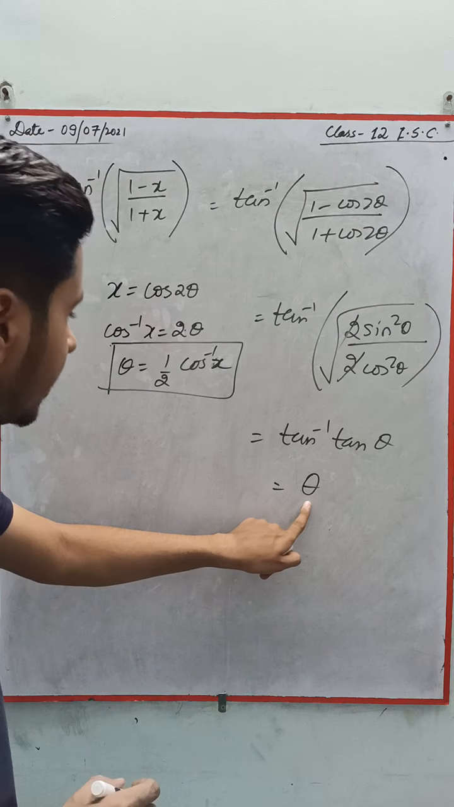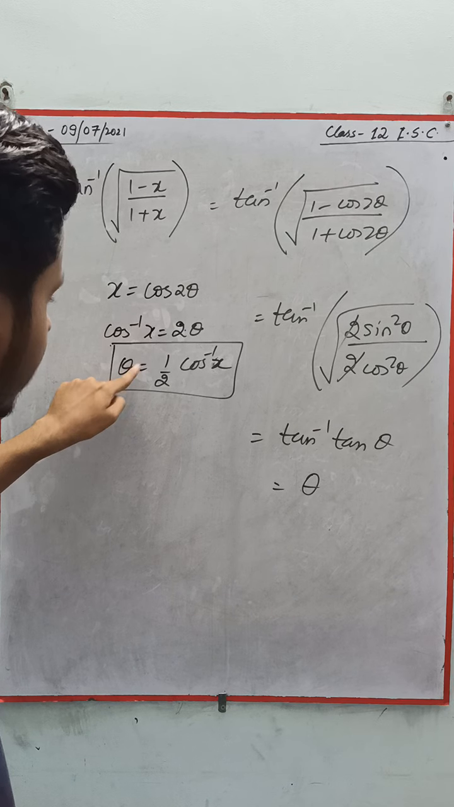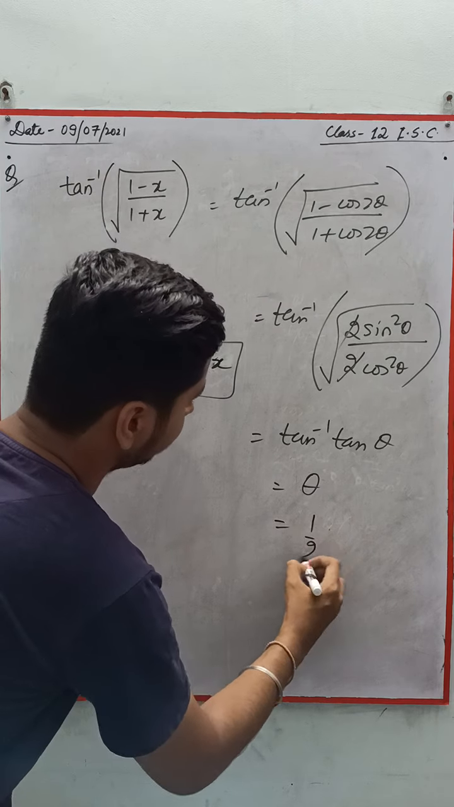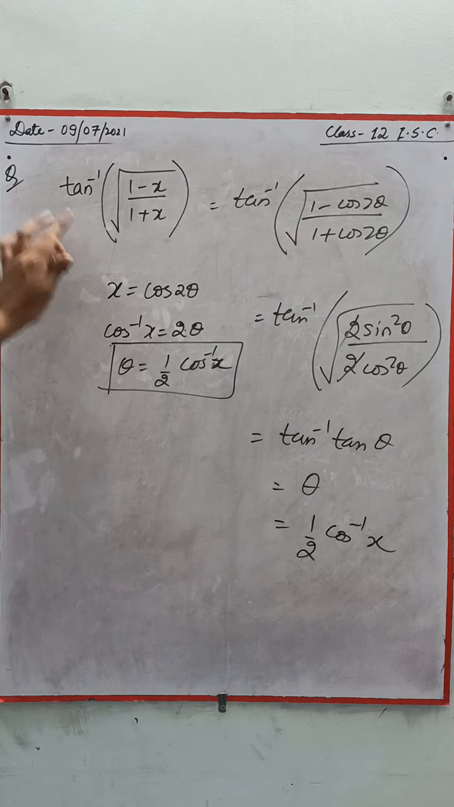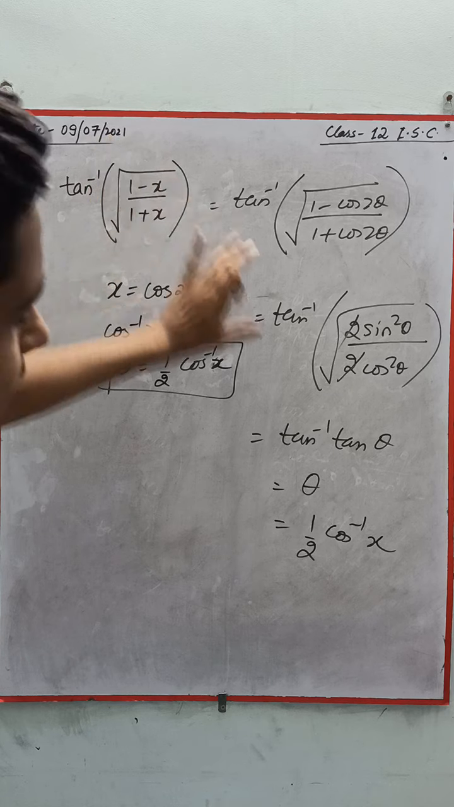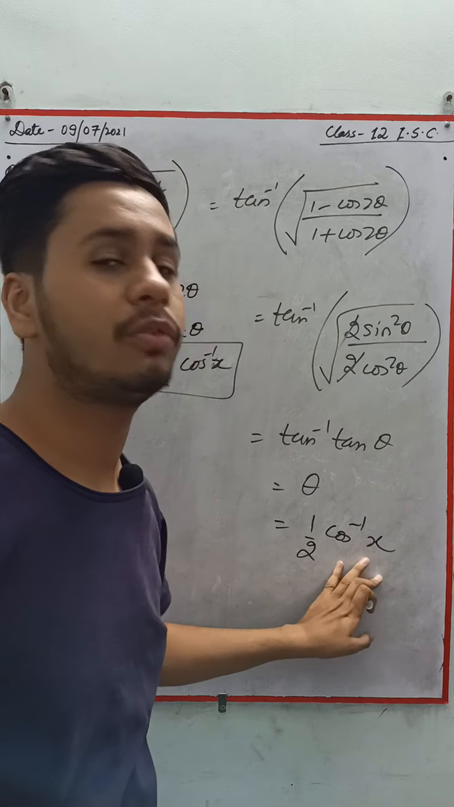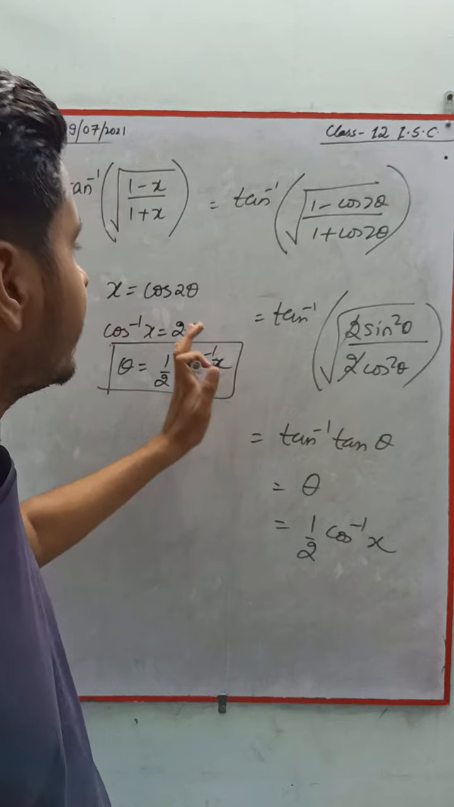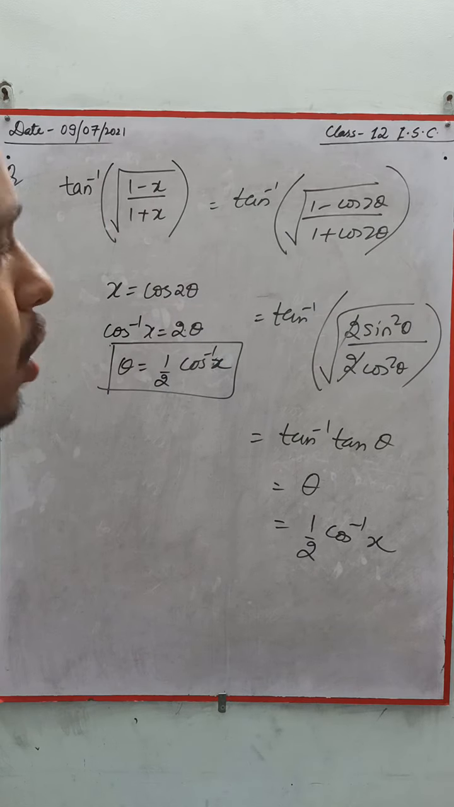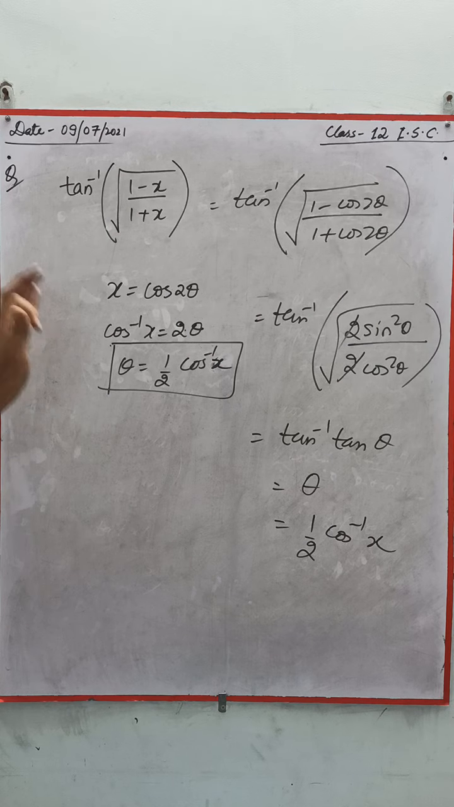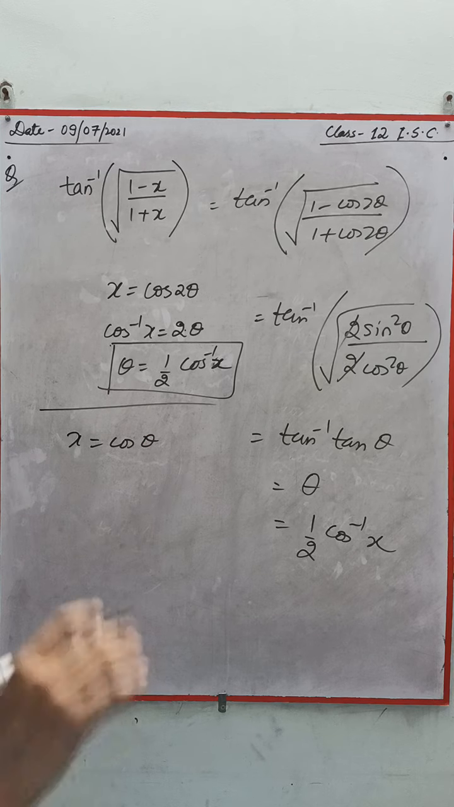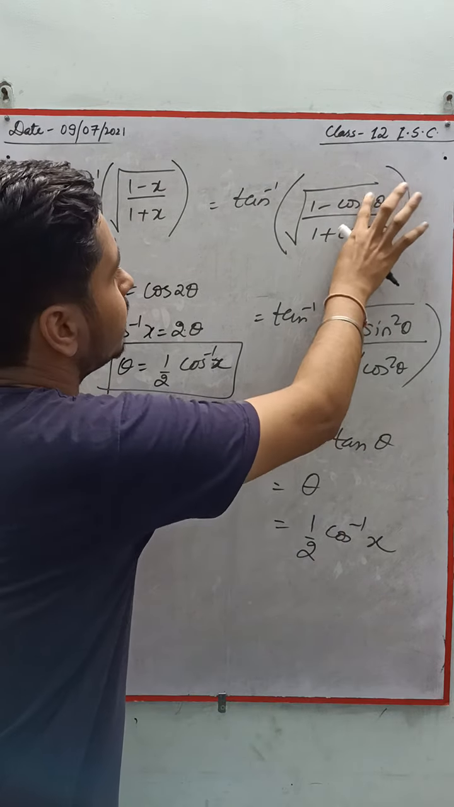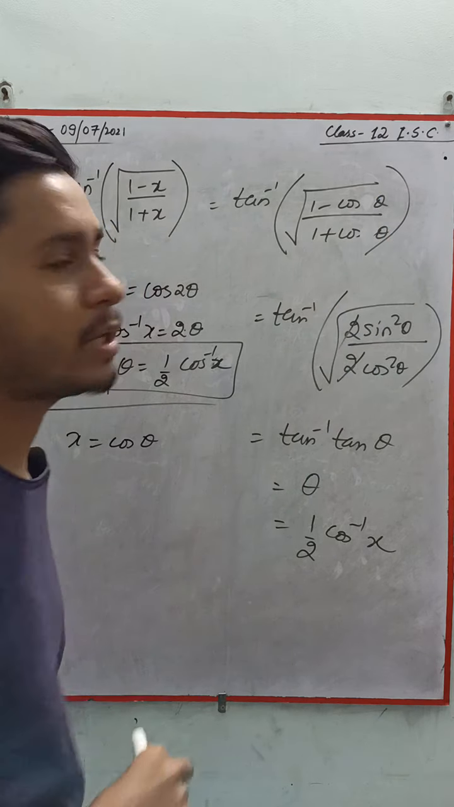Now in place of theta we already found that theta is equal to half times cos inverse x. So that is how this can be written as half times cos inverse x. This is the reason why we have considered cos 2 theta. You can also consider cos theta. The only difference is that here it will be cos theta, and here it will be cos theta.